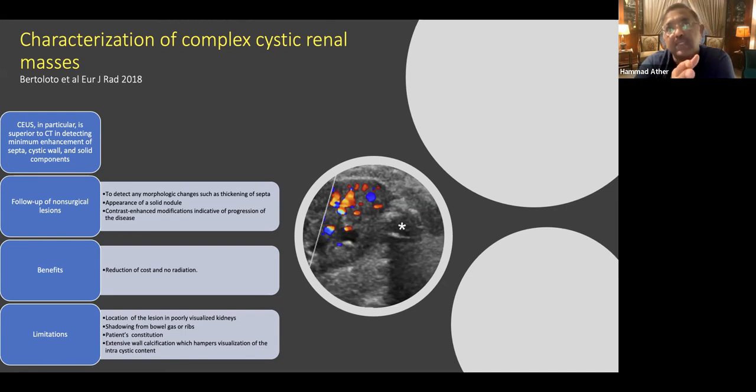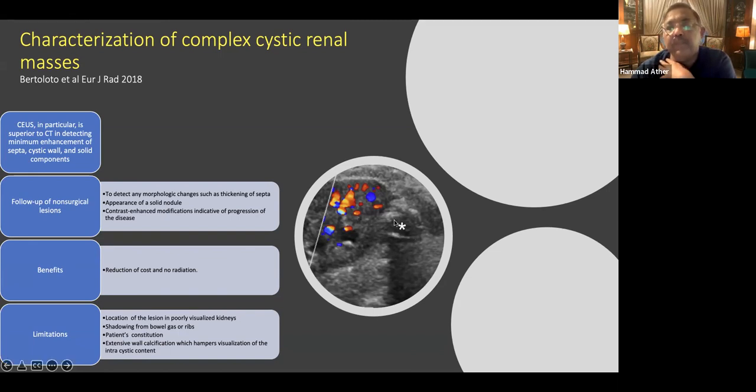When you follow these up, the additional advantage of contrast-enhanced ultrasound is that it will pick up fine changes within that complex cystic mass. If the septa have thickened, or if the nodule has increased in size or its vascularity has, all these are indications that there are changes towards malignancy. Obviously, this comes with the benefit of reduced cost, but there are certain limitations.